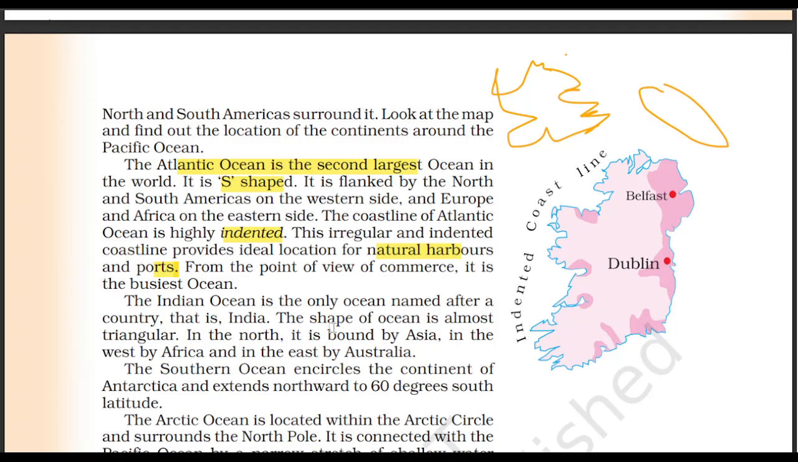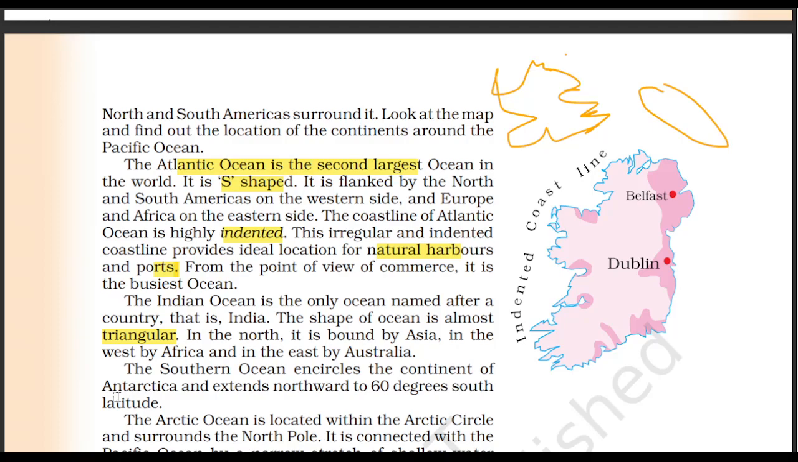The Southern Ocean encircles the continent of Antarctica and extends northward to 60° south latitude.